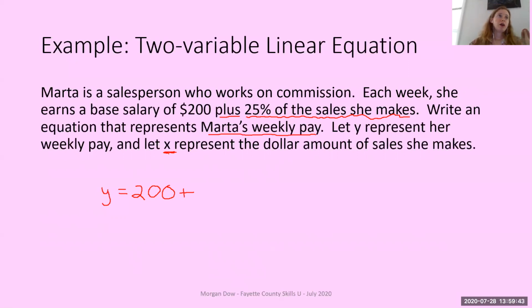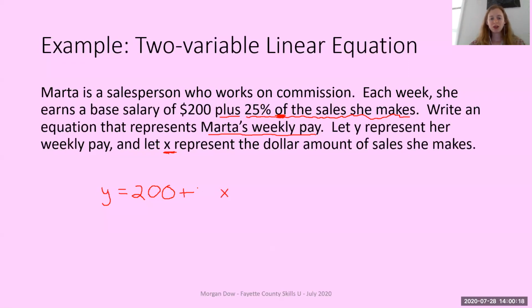Now, whenever you're talking about finding a percent of or a fraction of something, that's going to be multiplication. So like half of 10 or 50% of 10. What you mean when you say that is you mean 50% times 10 or half times 10. So we're going to take that keyword of and let that guide us in knowing we need multiplication here. So it's going to be some number times the sales she makes.